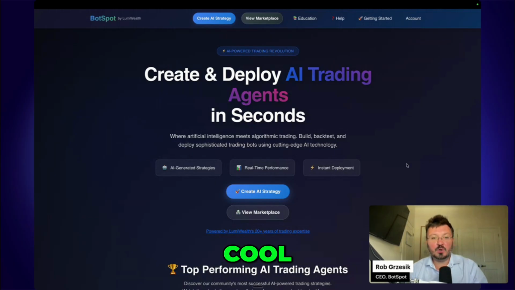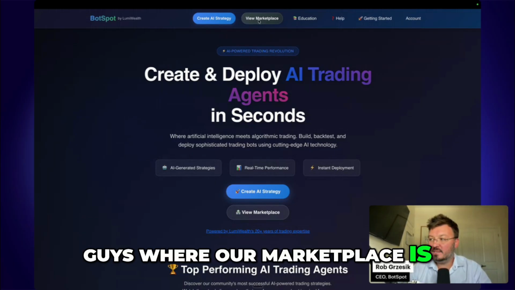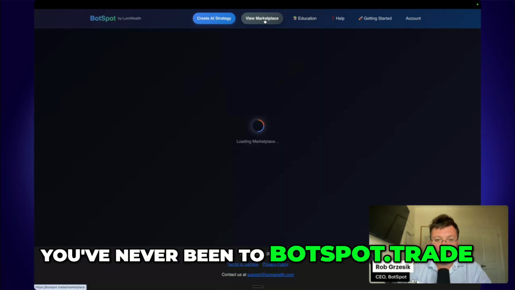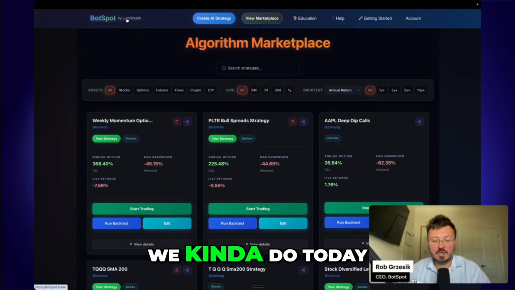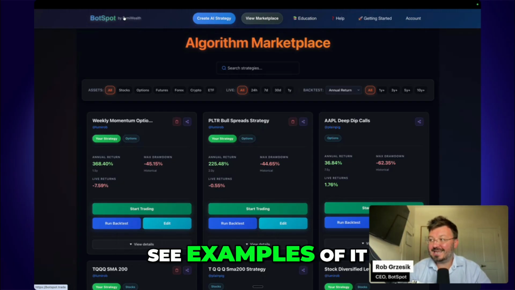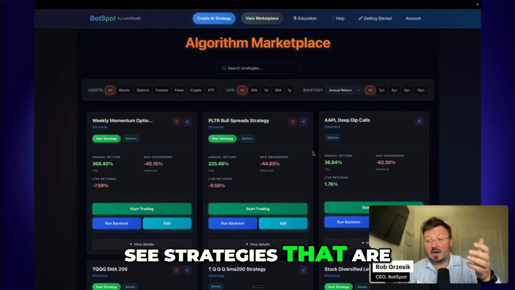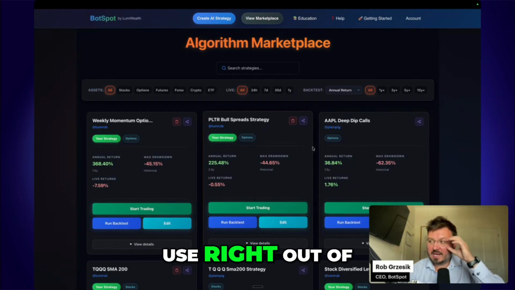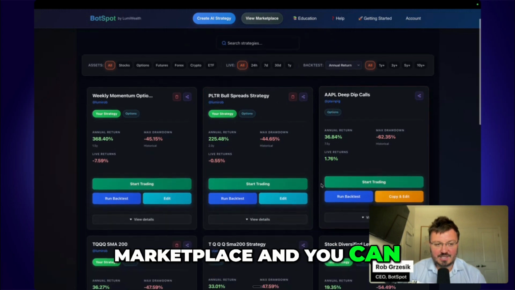Okay. Cool. So let's start off by I'm going to show you guys where our marketplace is. If you've never been to botspot.trade, you could build AI strategies. I'll show you what we kind of do today. You'll actually see examples of it. But again, if you guys want to see strategies that are already running, they can just use right out of the box. They're here in our marketplace. Just click on View Marketplace, and you can see them here.